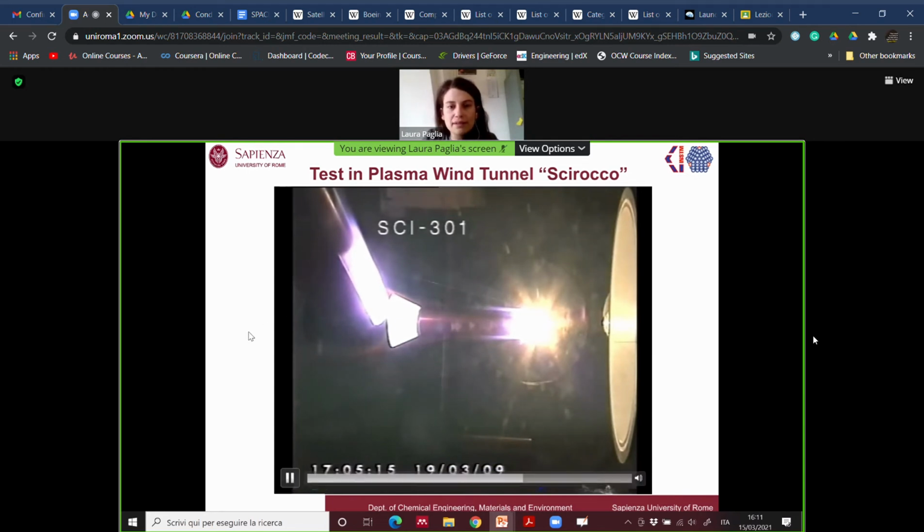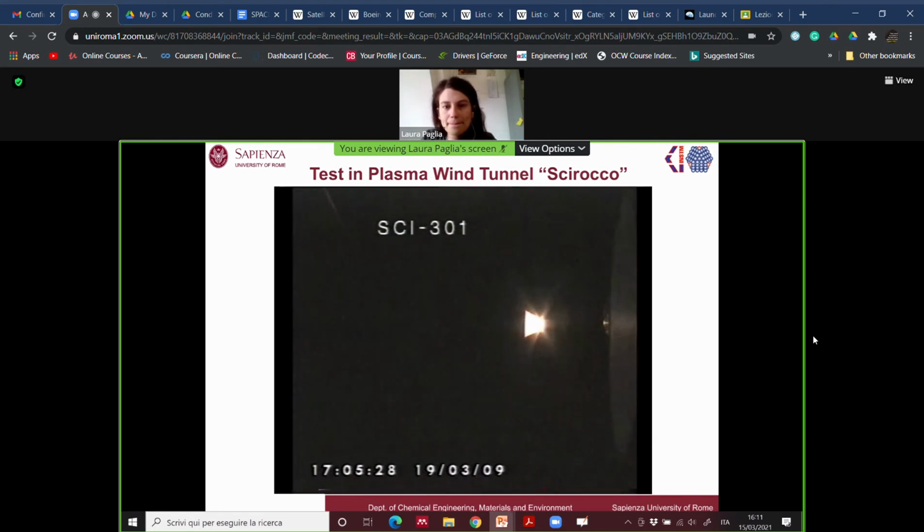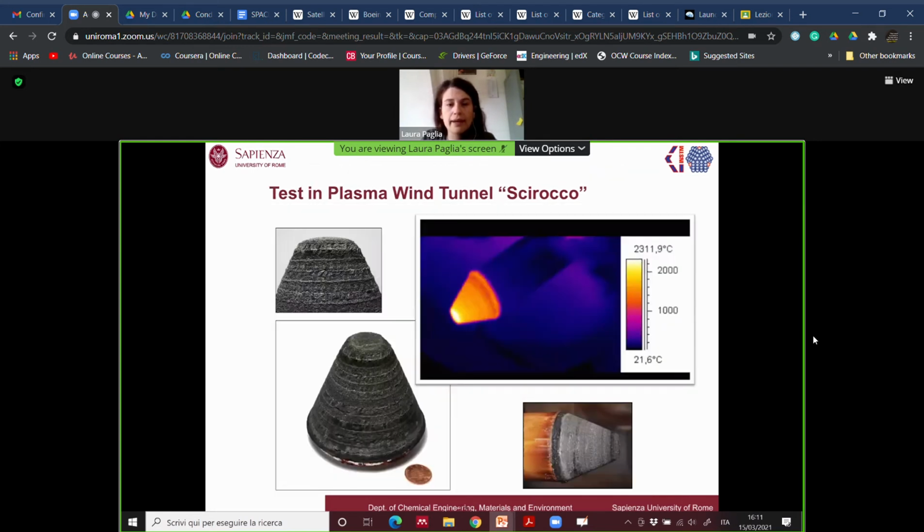Okay, but we can observe this streamline. Okay. This is the end of the test. Obviously, after the testing time, we always had a period of cooling of the material. And then, at the end, we can observe our material.